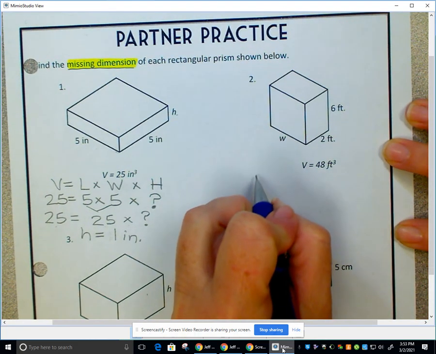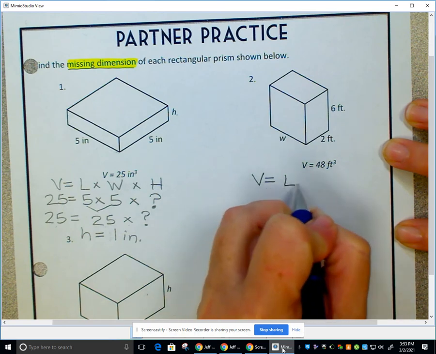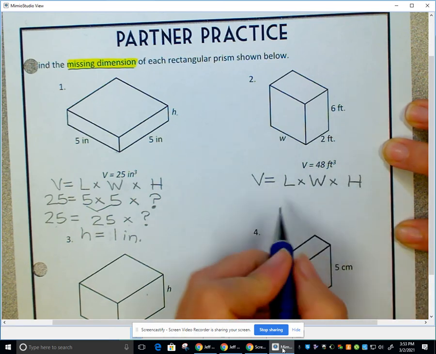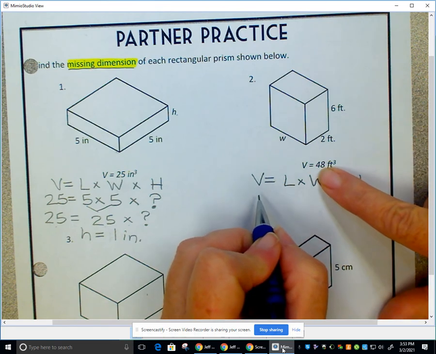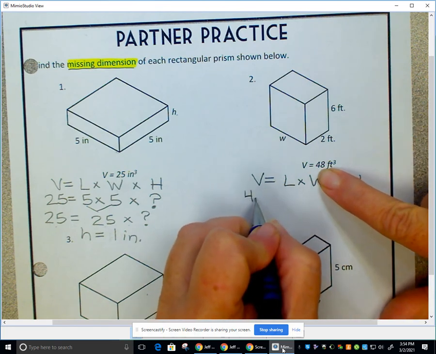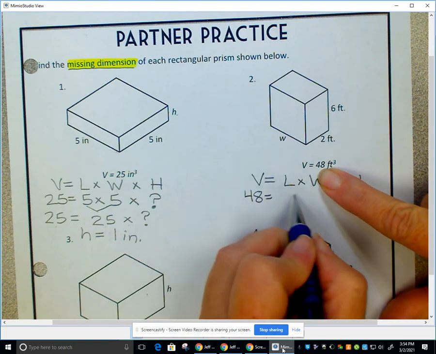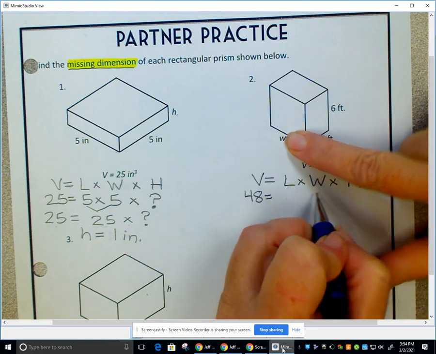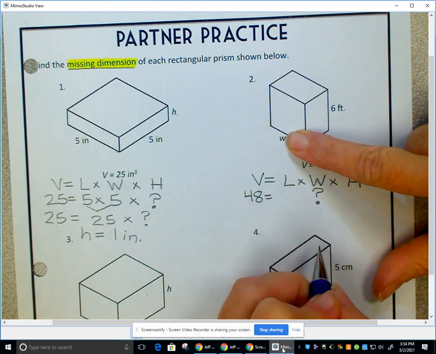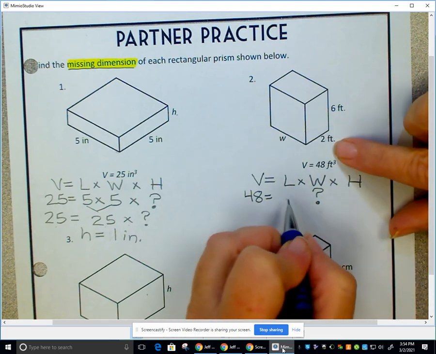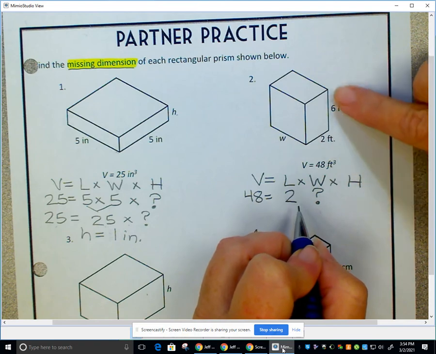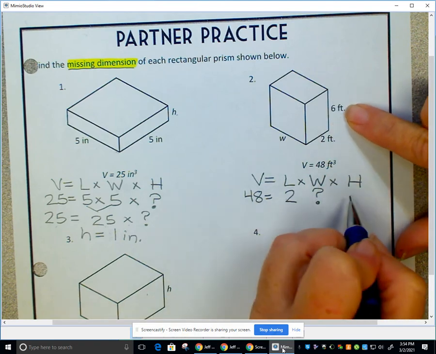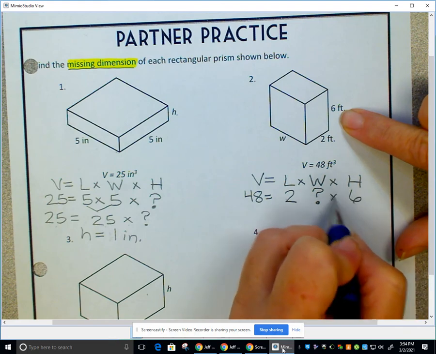Let's write the formula. Volume equals length times width times height. Okay, my volume, they're saying, is 48 cubic feet. My length, see, the width is missing, so let me go ahead and put a question mark there. My length can be 2, and it really doesn't matter what order I put these numbers in. I'll get the same answer in the end, and my height is 6.